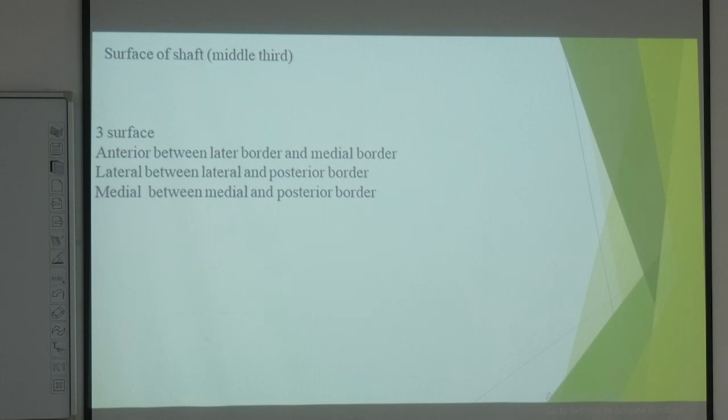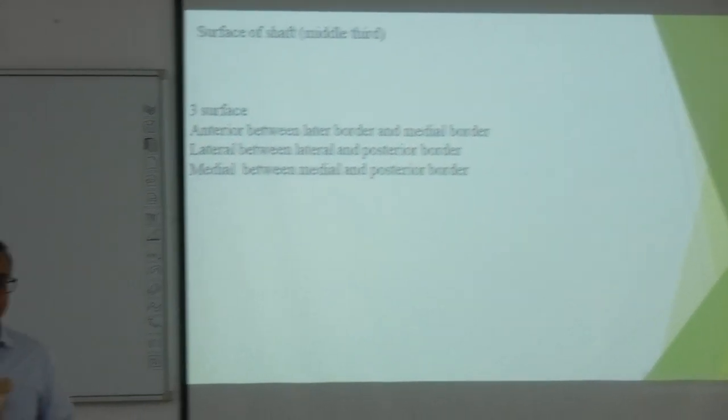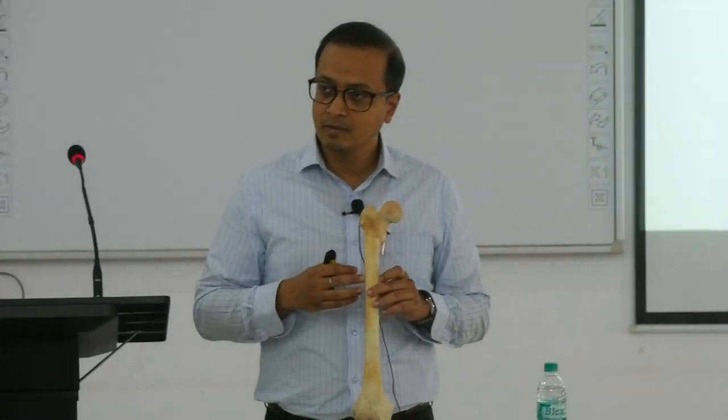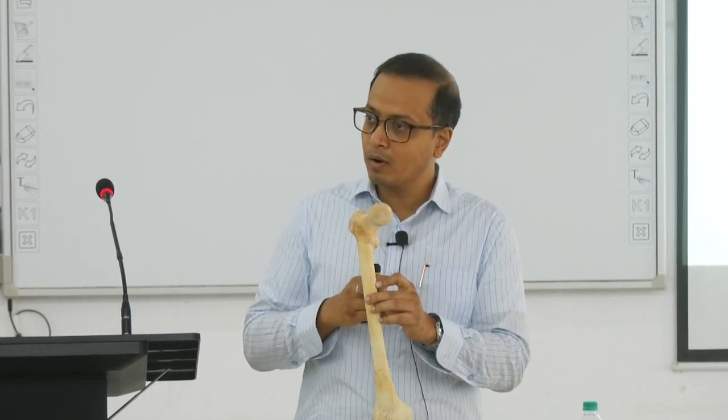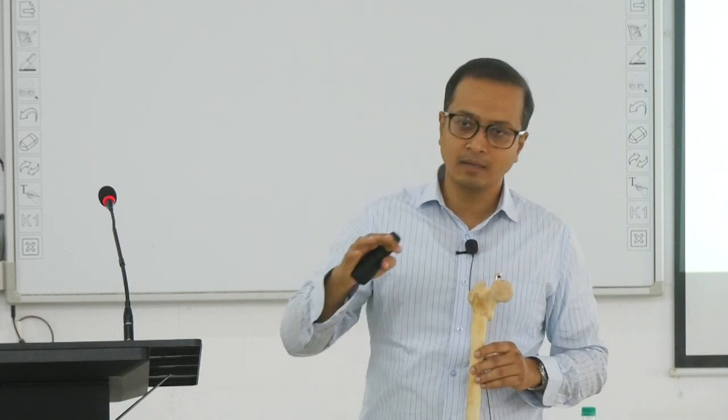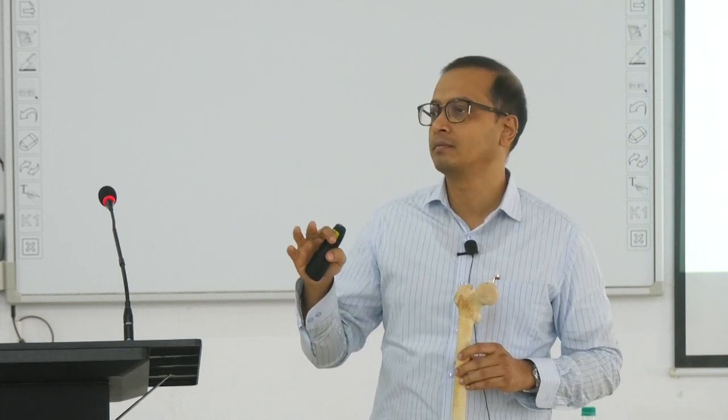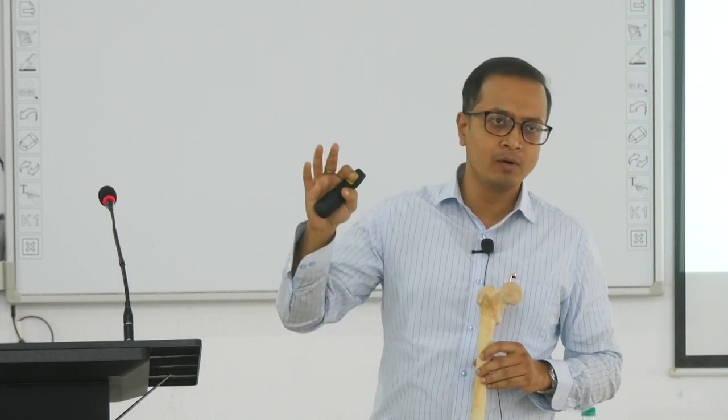So, three borders, three surfaces. Anterior surface, between the medial border and lateral border. Medial surface, between the medial border and the posterior border. Lateral surface, between the lateral border and the posterior border. Easy? These are the general features present on the shaft as far as the surfaces are concerned. Okay? Good?